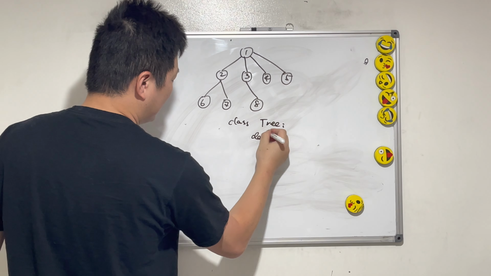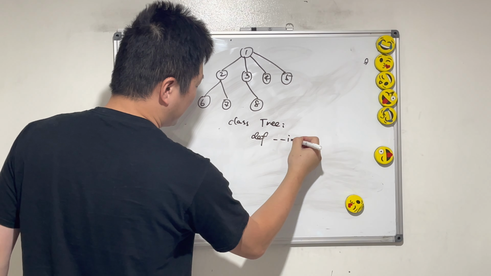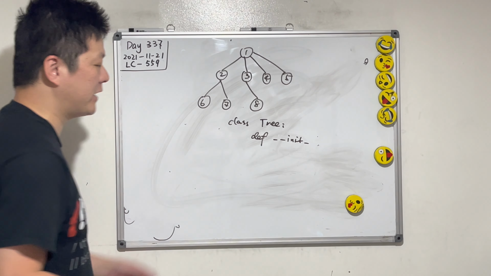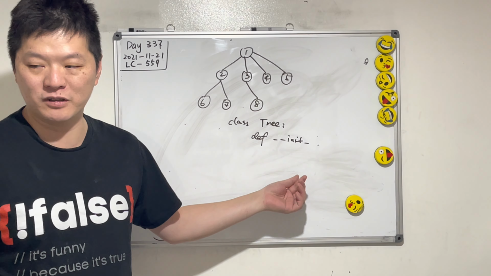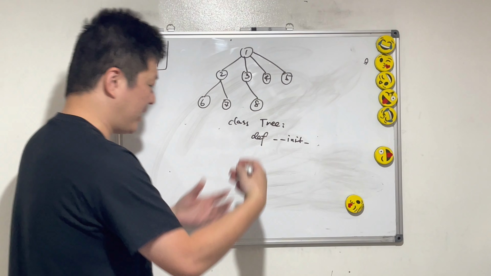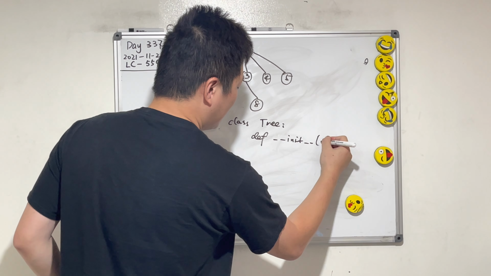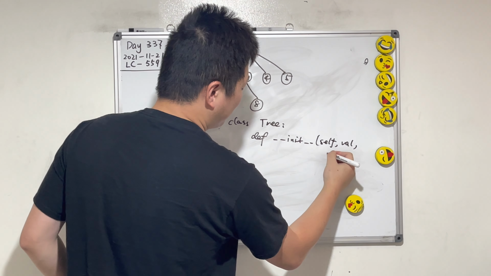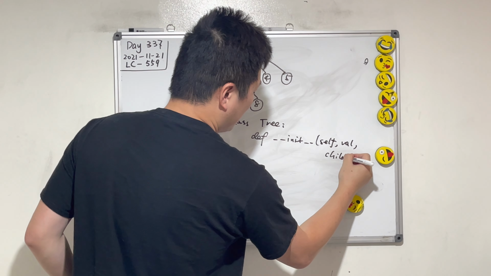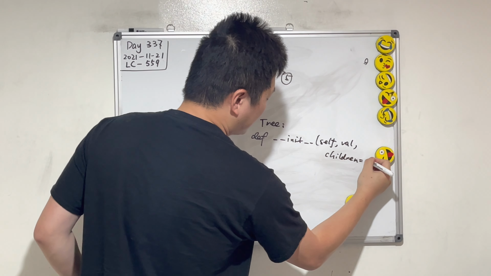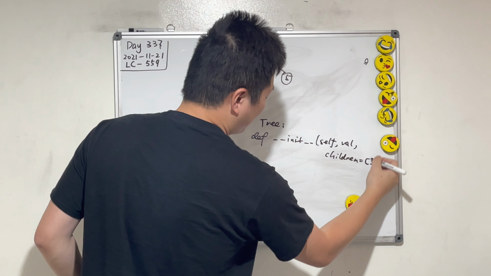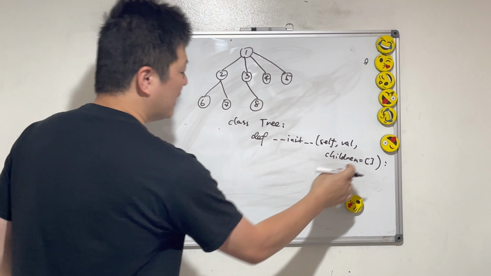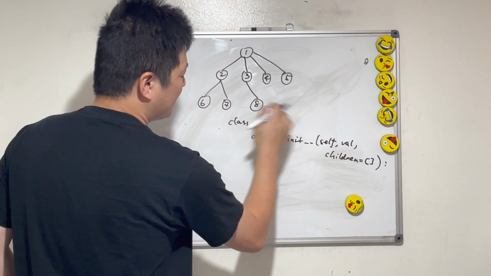And then define init. This is the reserved constructor function. It means that whenever we create a tree node, this function will be called. We call it the initializer, init. So self, and then we have a value, of course, and then we have children. Children equals, at the beginning, a list of nothing, or you can put None. This is a list of nodes, a list of tree nodes.